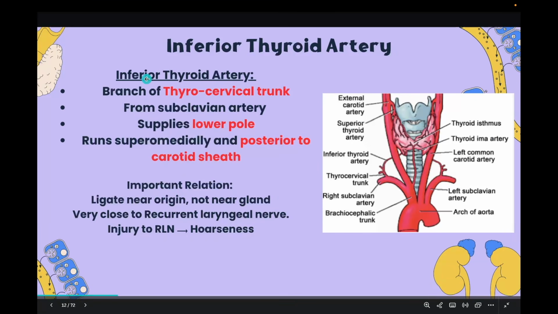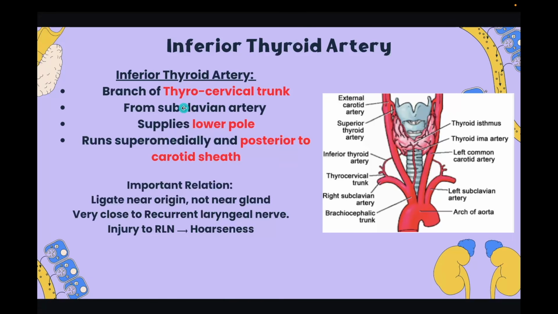So the inferior thyroid artery is a branch of the thyrocervical trunk, and the thyrocervical trunk is a branch from the subclavian artery. You can see here in this image, the subclavian artery gives us the thyrocervical trunk, which then gives us the inferior thyroid artery. As you can tell from the name, the inferior thyroid artery supplies the lower pole, and we said earlier that the superior thyroid artery supplies the upper pole. It's very self-explanatory from the names.